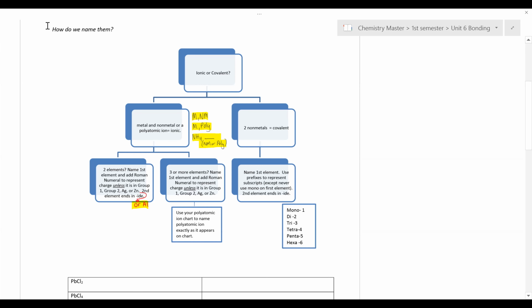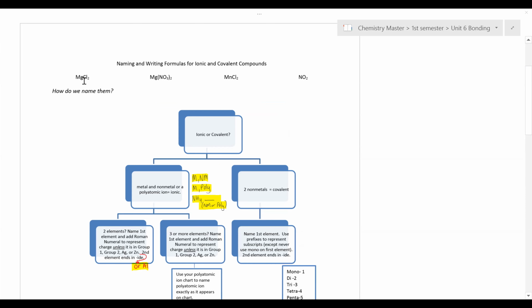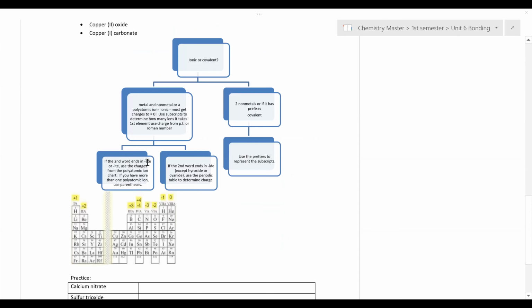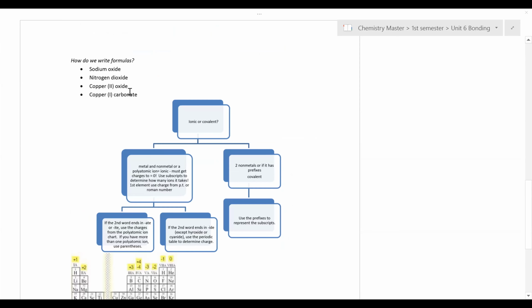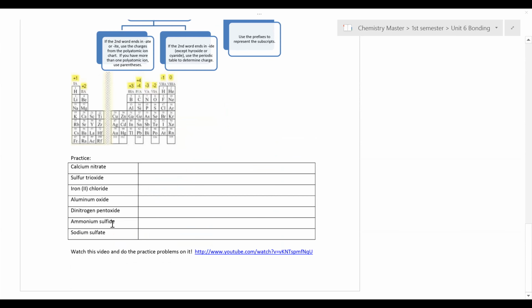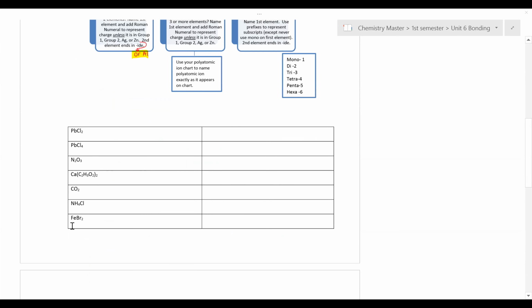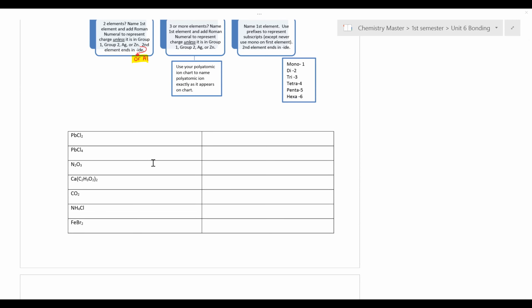All right, so let's talk about how to name them. When we see names like sodium oxide, nitrogen dioxide, carbon oxide, sodium sulfate, aluminum oxide, iron 2 chloride, that's what we're about to learn how to do. Then we're also going to turn around and learn how to write formulas. What do these little numbers mean? How do we put these together? Why do we need parentheses? That's what we're going to be learning.